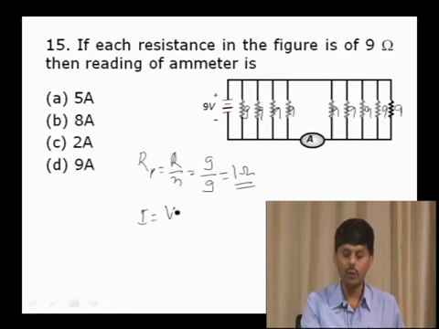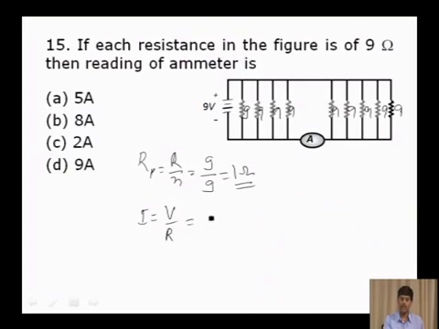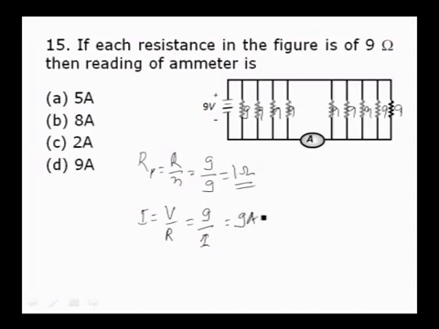Current is equal to V divided by R, voltage by resistance. Voltage is 9 and resistance is 1, therefore this is equal to 9 ampere. It means 9 ampere of current flows in the circuit. Because of the identical resistors, the current will divide equally. There are 9 resistors, so each resistor carries 1 ampere of current.